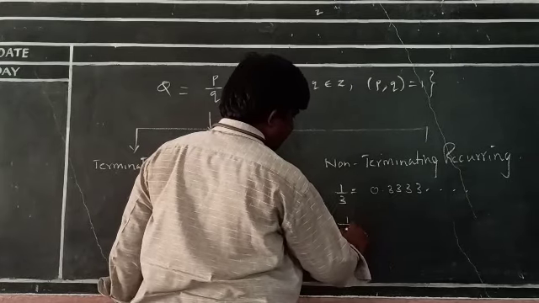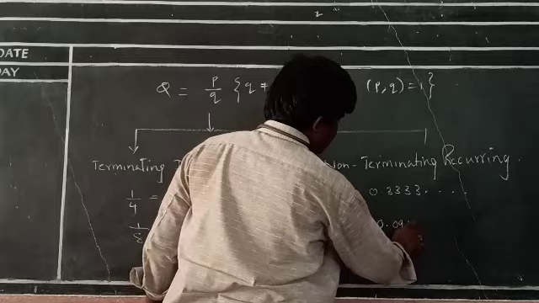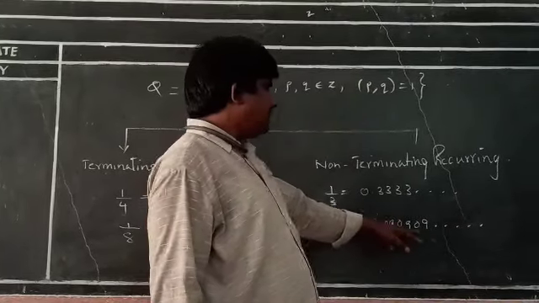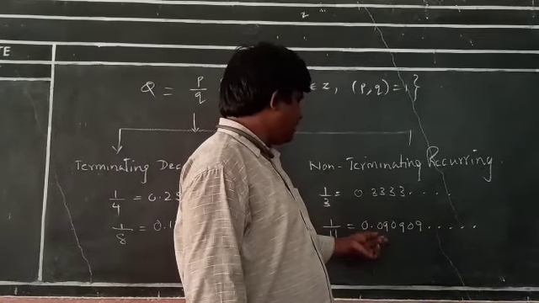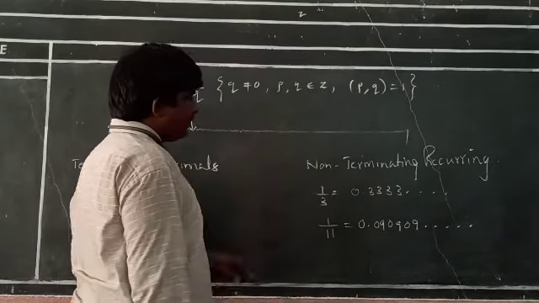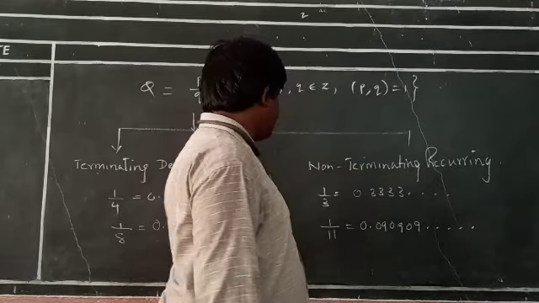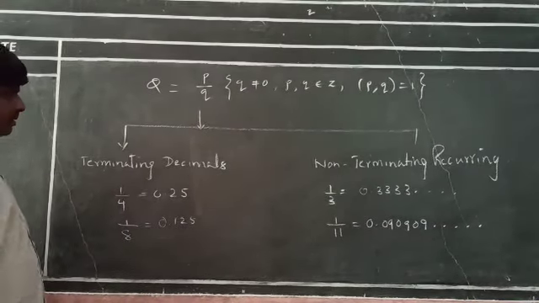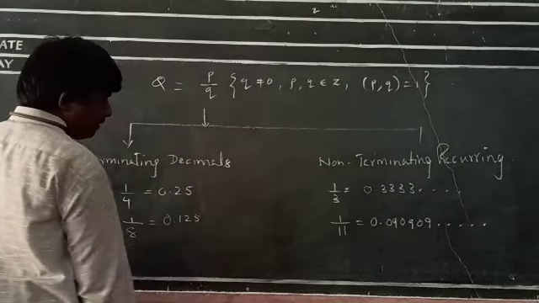Suppose we take 1 by 11, it's nothing but 0.090909 and so on. Here also the division is not completing and some number is repeating. What number is repeating? 0909. Such a number is repeating. That's why these are called non-terminating recurring decimals, and the others are called terminating decimals. To identify them easily, we will use the fundamental theorem of arithmetic.